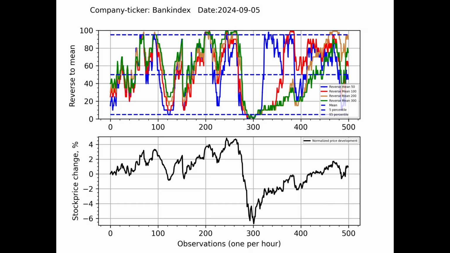The first graph, reverse to mean, helps identify potential buy opportunities by showing how much the index deviates from the historical average. The second graph, stock price change, provides a detailed picture of price development over time and compares it to the market index to assess sector performance in a broader context. Together, these analyses offer a deeper understanding of the current position of the banking sector and can help investors make more informed decisions.